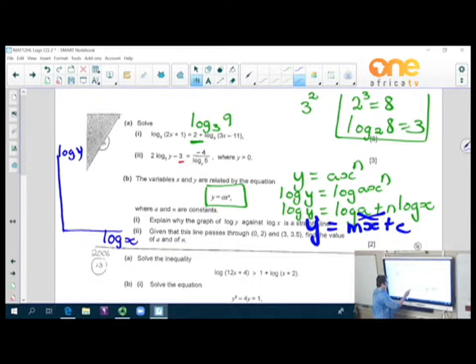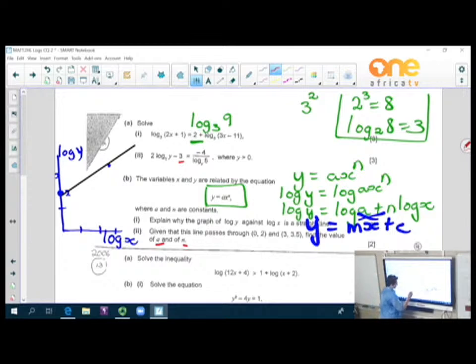And now they say this passes through the point 0, 2. So that will be the point there. And then 3, 3.5. 1, 2, 3. 3.5. There's the 3. So can you see that this graph has a positive slope? It has a positive slope. You have to draw the picture. And now they say find the value of a and n. So we're going to use this and our graph to find that.